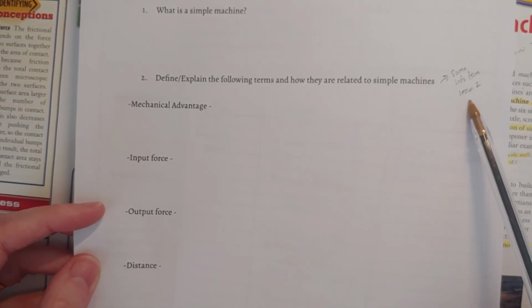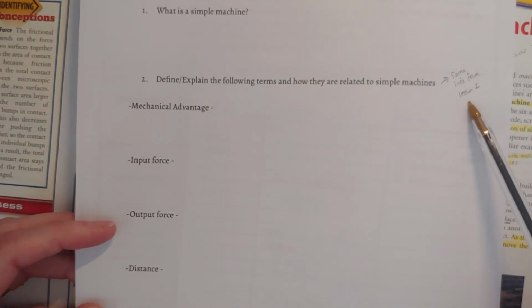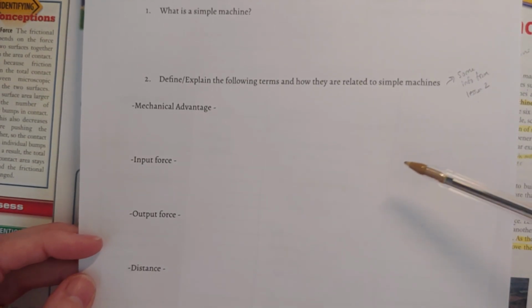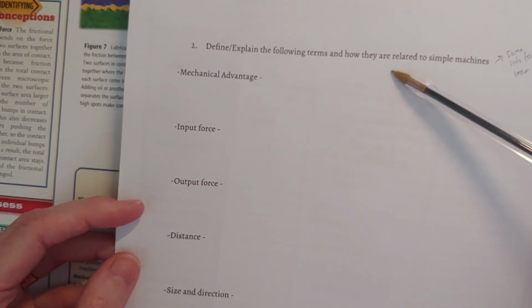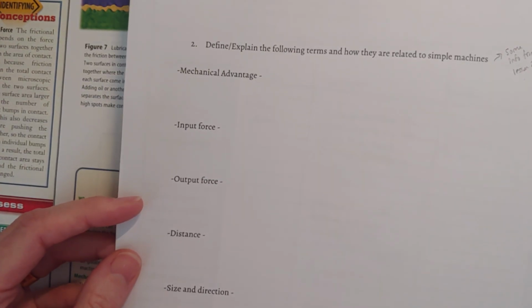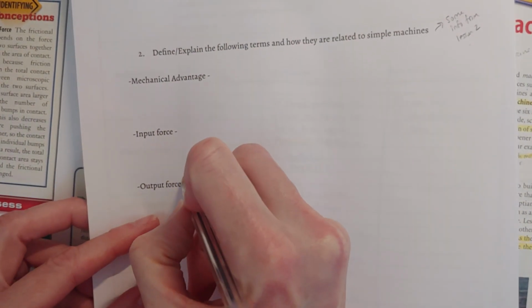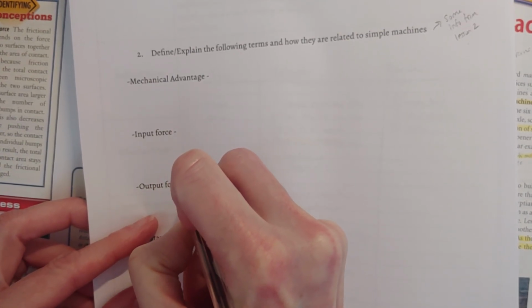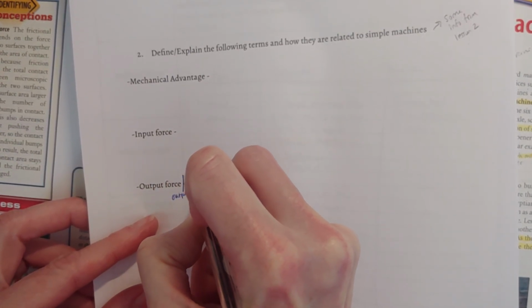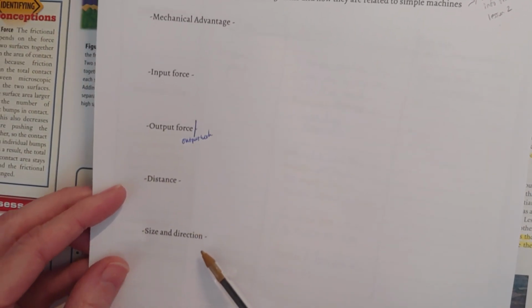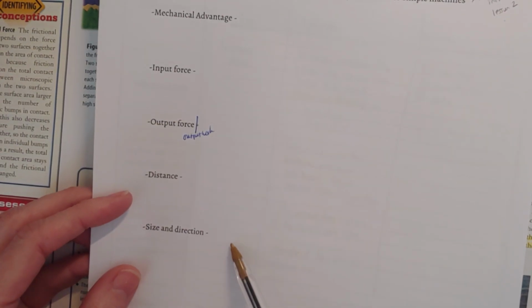You're going to need to keep flipping back to lesson 2 because this assignment overlaps between lesson 2 and lesson 3. So you're going to define and explain how these are related to simple machines: mechanical advantage, input force, output force, which, by the way, output force is the same thing as output work, okay? Distance and size and direction, so how these things relate to forces.